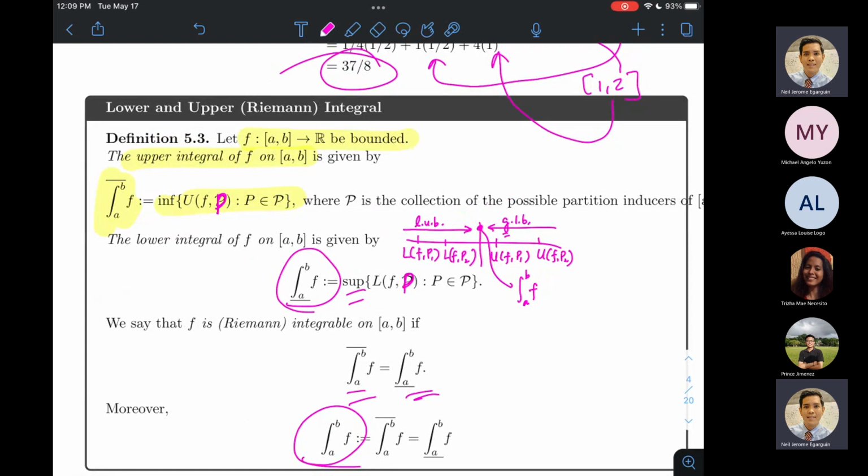Does that process make sense? Mahalaga to kasi all throughout the unit, ito yung pagbabasihan natin. Or nakadepende yung mga proofs o yung mga results from this idea of the upper and the lower Riemann integral.